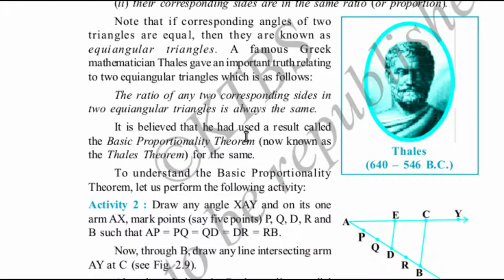It is believed that the Greek mathematician Thales used a result called the basic proportionality theorem, now known as the Thales theorem, for the same. There is one more basic concept that we need to understand before we proceed to prove the theorem.